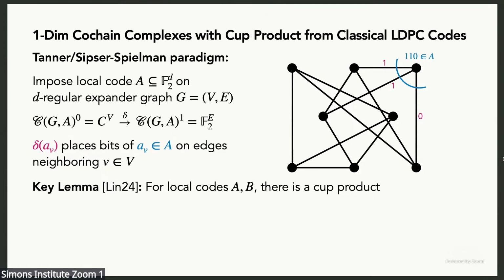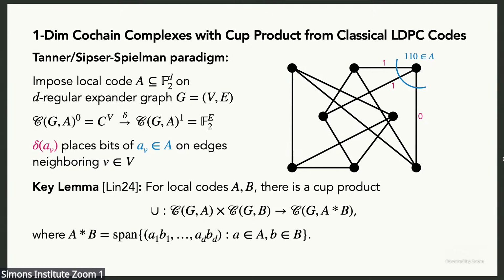And the real key lemma for what we want to do, which in this version was shown by David Lin in his paper last year, is that for a pair of local codes A and B, there's always a cup product between the one-dimensional cochain complexes we get from this expander graph using local codes A and B respectively. And this cup product outputs an element of the cochain complex corresponding to the same expander graph, but now with the product local code. By product local code, I just mean the component-wise product of A and B.